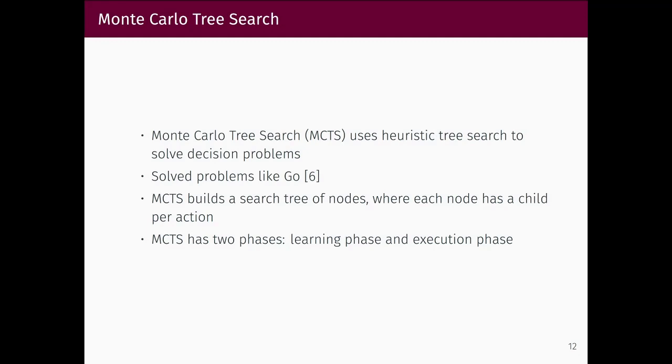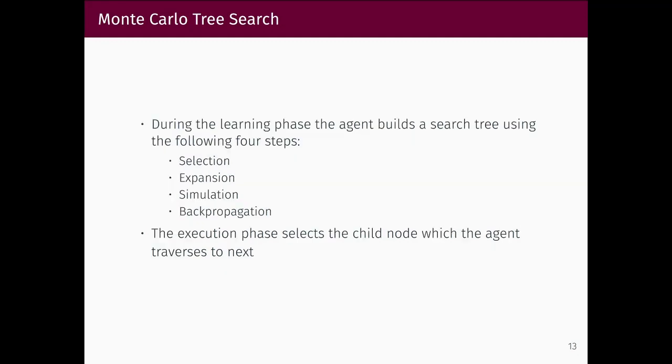There are two phases, the learning phase and the execution phase. I think everybody's probably fairly familiar with the steps in the learning phase, but I'll go through them anyway. During the learning phase, the agent builds a search tree using the following 4 steps: selection, expansion, simulation, backpropagation. Selection is exactly what it says. The agent will select a node to traverse to, and it will traverse to that node.